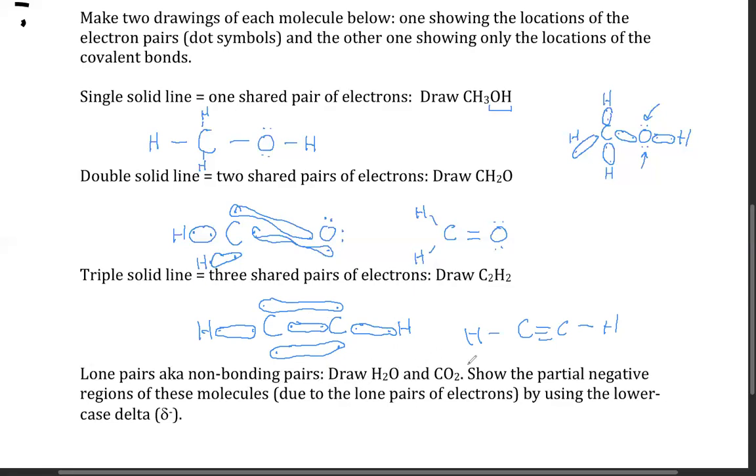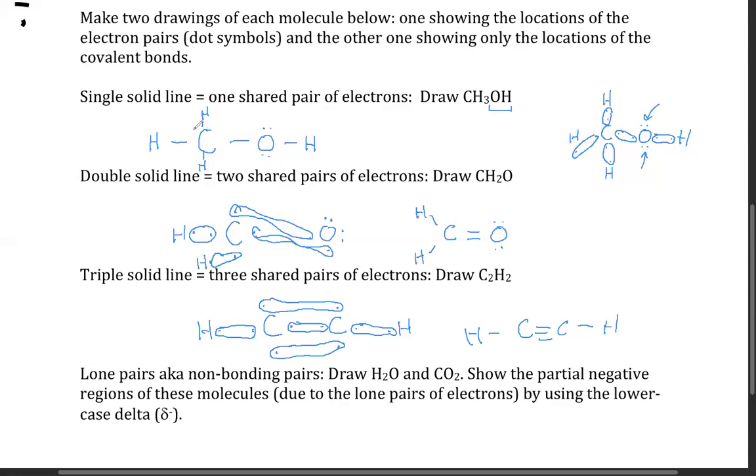Draw water and carbon dioxide. Show the partial negative regions of these molecules. So this is asking us to do a little bit with polarity. And polarity depends on the shape of the molecules. So if you look at a chart of the different molecular geometries, you can sort of understand how some of these central atoms work.